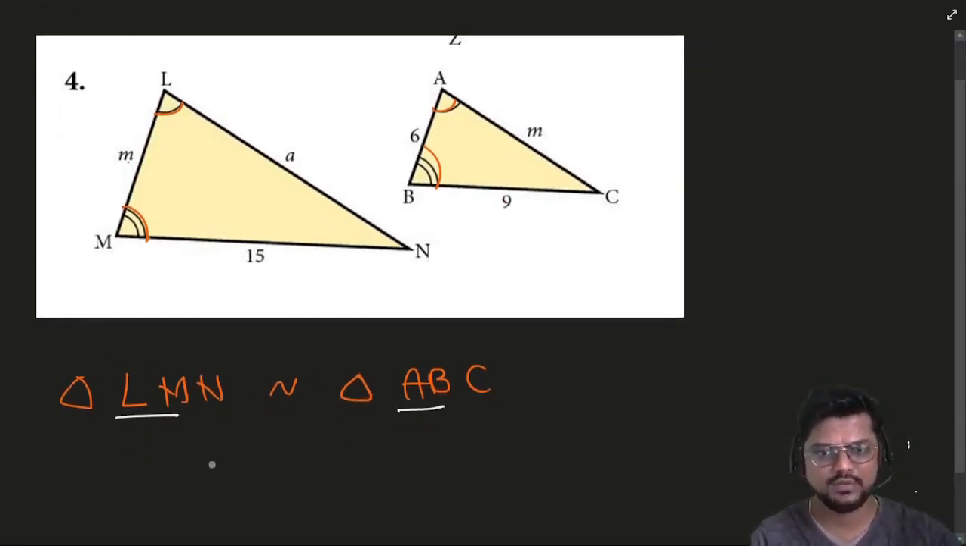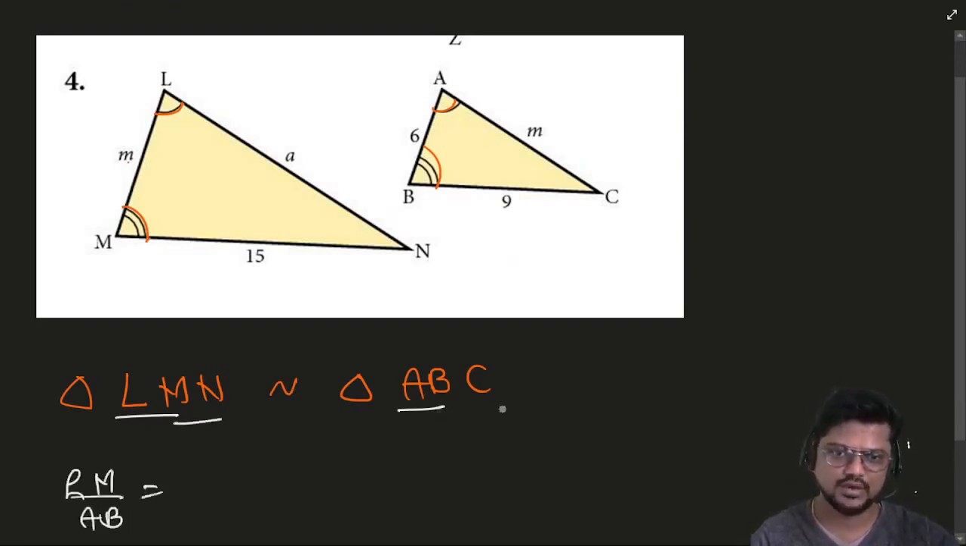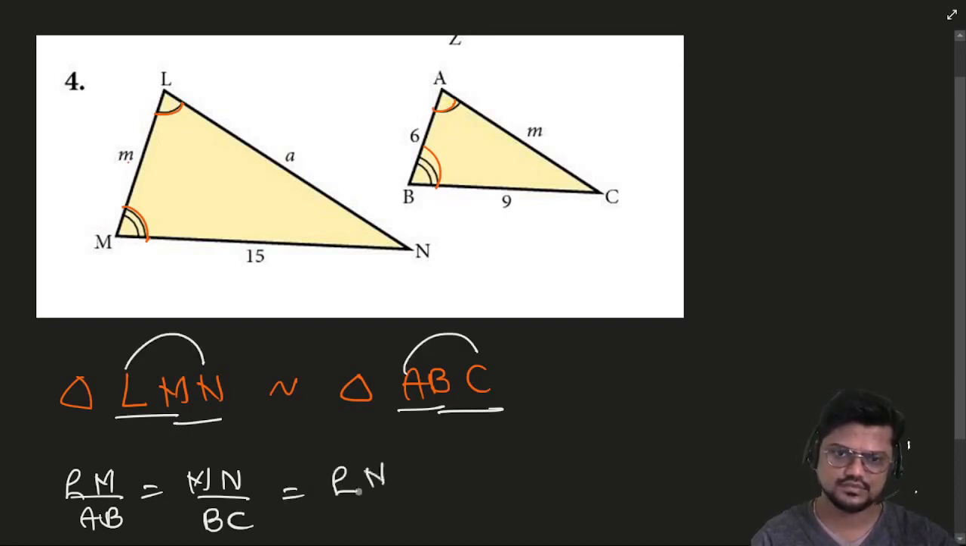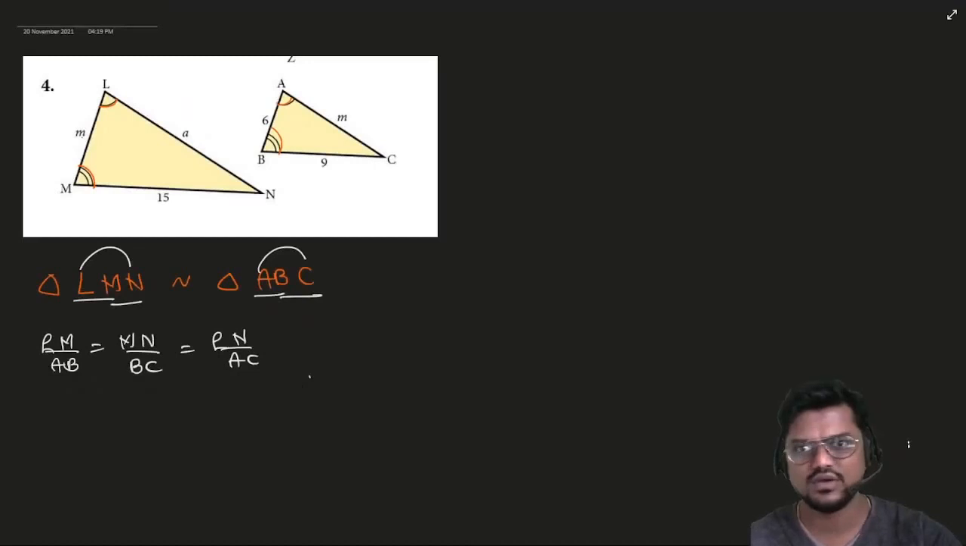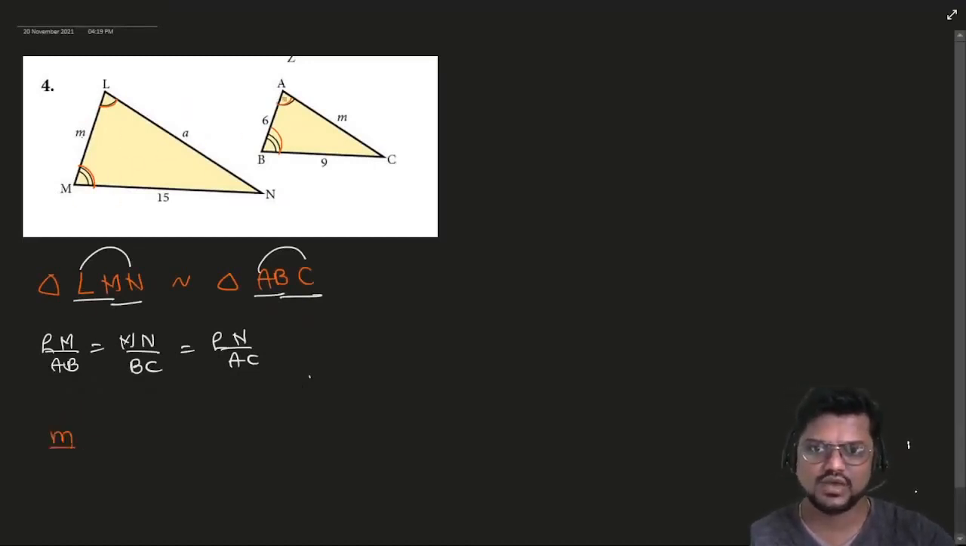LM upon AB should be equal to MN upon BC should be equal to LN upon AC. Fine. After that, you can write the values whatever you have. What is the value of LM? The value of LM is m. The value of AB is 6. The value of MN is 15. The value of BC is 9. The value of LN is a. And the value of AC is m.